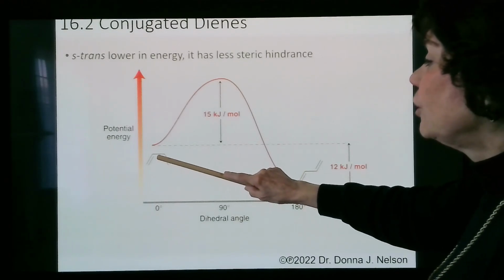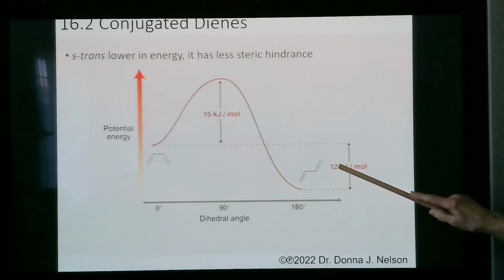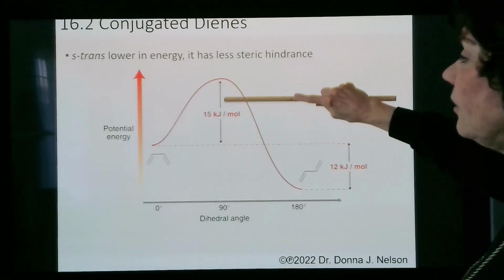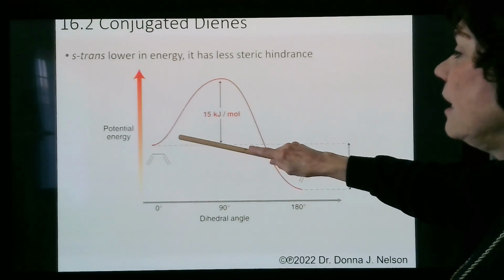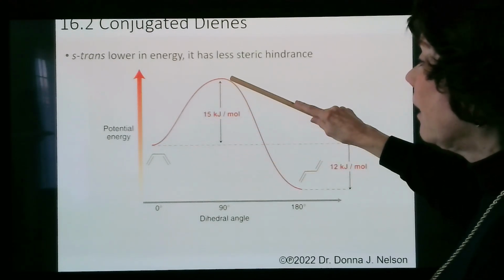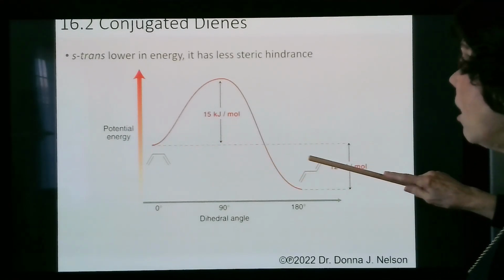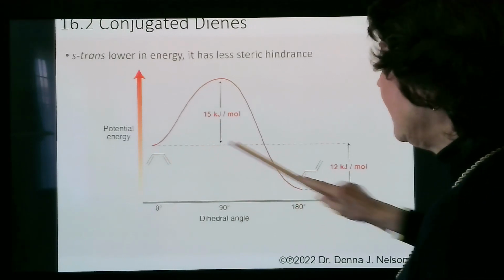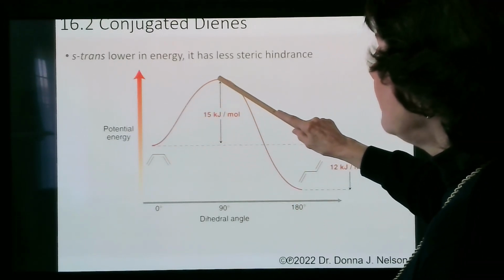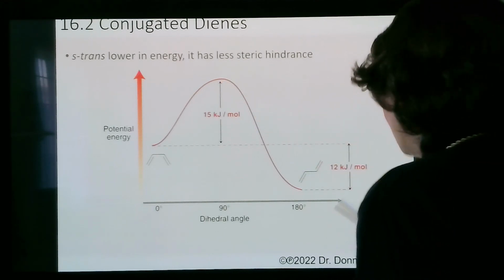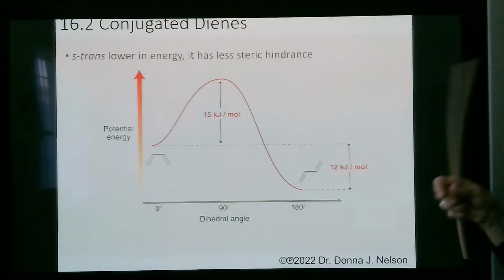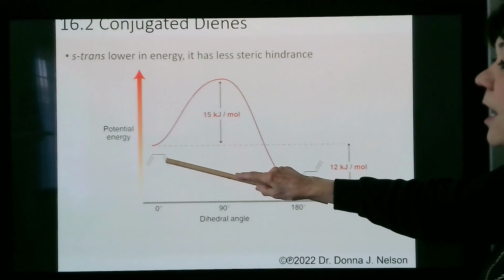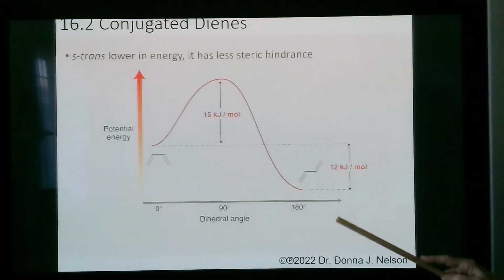The energy difference between cis and trans is 12 kilojoules, but right here at this transition state, at the highest point in the energy diagram, that's the barrier that needs to be crossed in order to go from cis to trans. So you have to go uphill by 15 kilojoules, and then you just go downhill, and it really doesn't matter how much you're going downhill, because this is the barrier that has to be attained going from cis to trans.